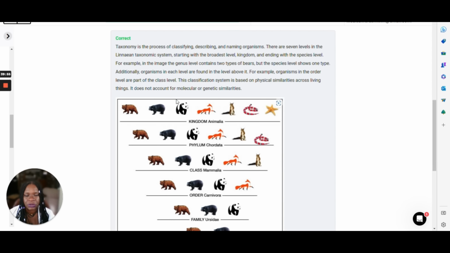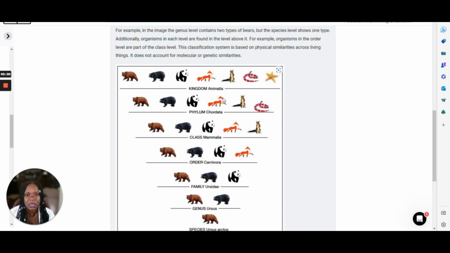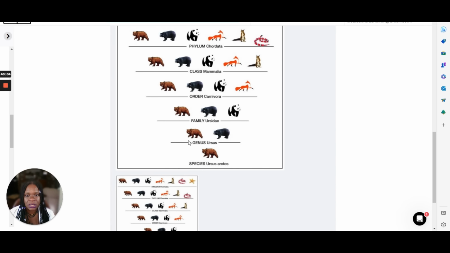If this one kind of stumped you, if you could not remember which one came first, you're going to always start with kingdom, phylum, class, order, family, genus, and species. Right there. It's going to be more specific as you go down.